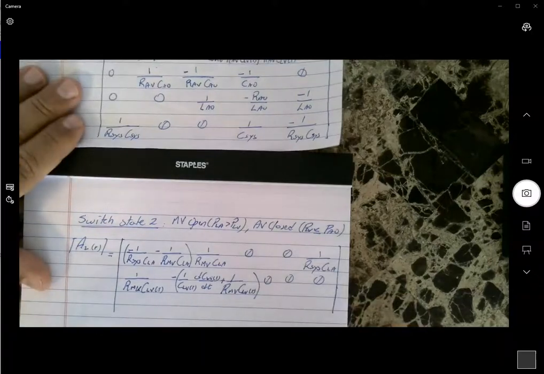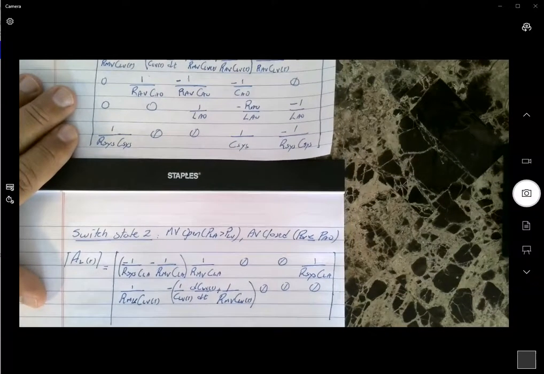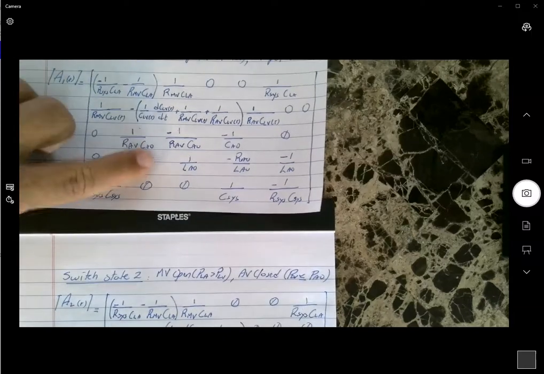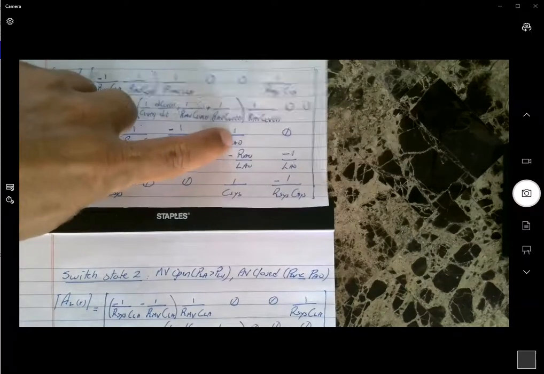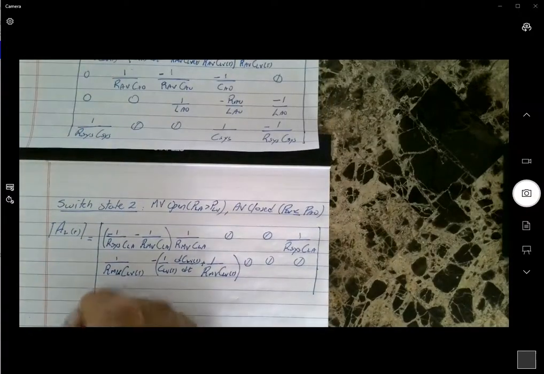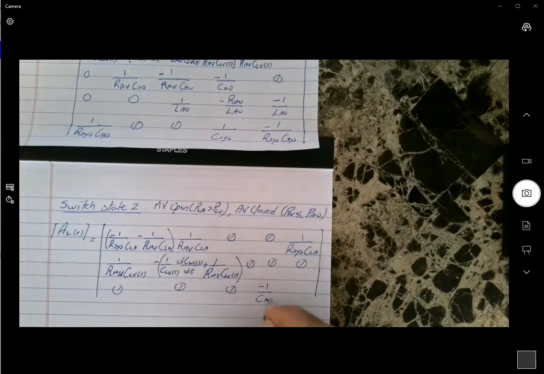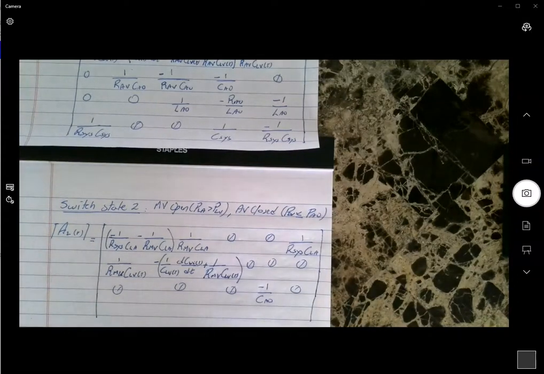Equation number three will change completely because the aortic valve is going to be closed. So this term will disappear and this term will disappear, leaving only this term in the set of equations. So that would be zero, zero, minus 1 over CAO, and zero. And the last two equations will be identical as before. So this will be 1 over LAO, minus RAO over LAO, minus 1 over LAO.